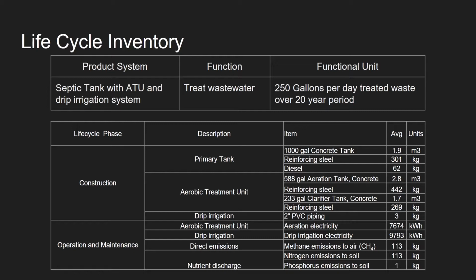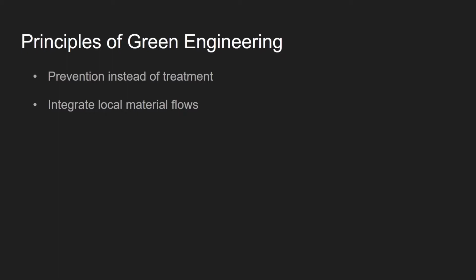However, the ATU requires an additional tank and adds a drip irrigation system to replace the traditional gravity trench. The ATU also requires an energy input to run the pumps. With our inventory and goals in mind, we focused on two principles of green engineering: prevention instead of treatment, and integration of local material flows.